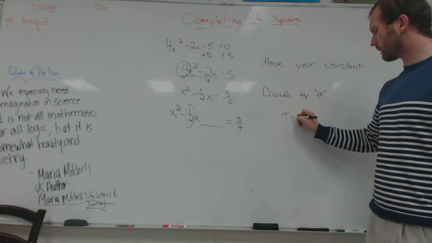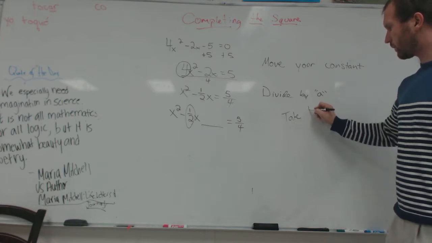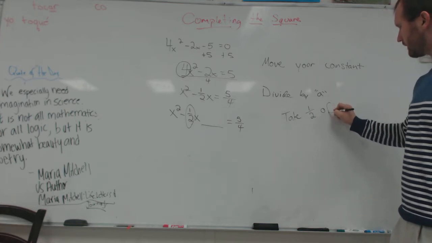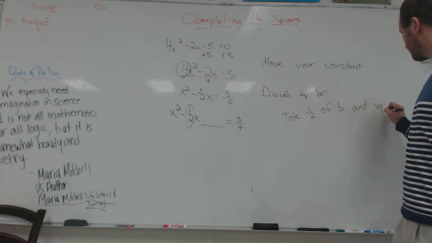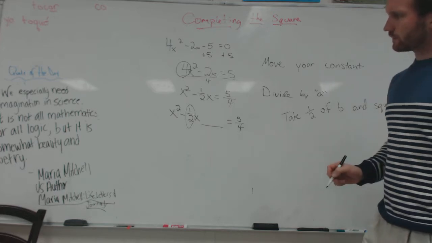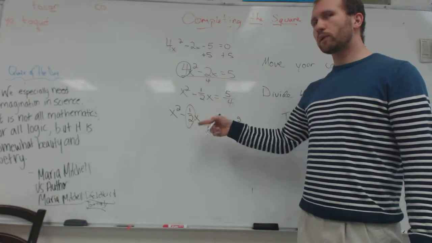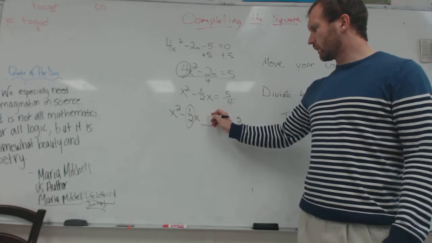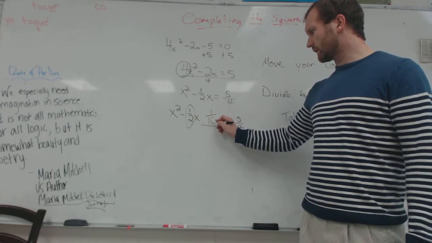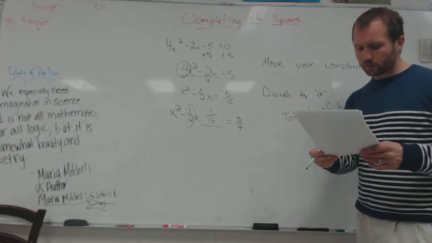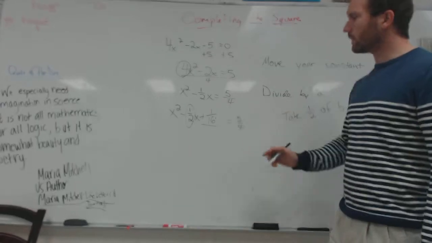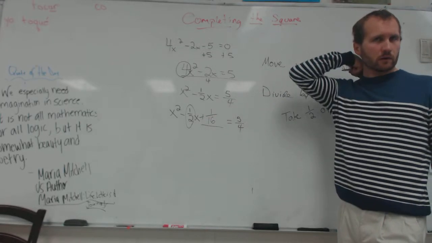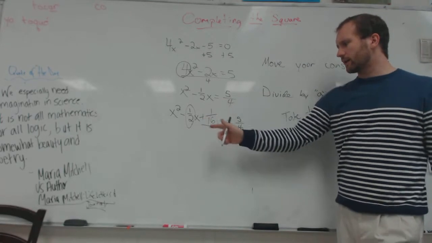So we take 1/2 of b and square it. So 1/4, and then 1/4 squared is going to be 1/16. And that's the number that will make this a perfect square. Okay? And you're always going to be adding it, because perfect squares always have added last terms.